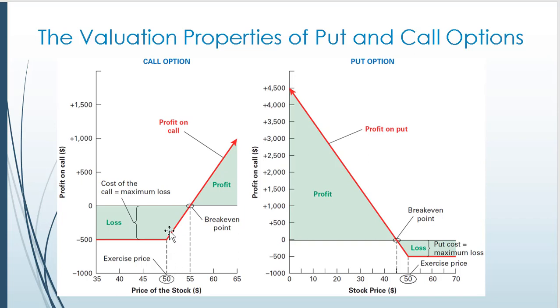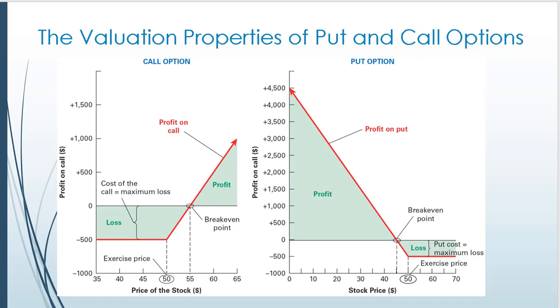So at $51, your loss would be negative $400. At $52, it would be negative $300. And when you get to $55, that would be a break-even point. So you would have, at that point, zero profit. The value of what you have would increase. You have an increase in value, but it's offset by the premium cost.